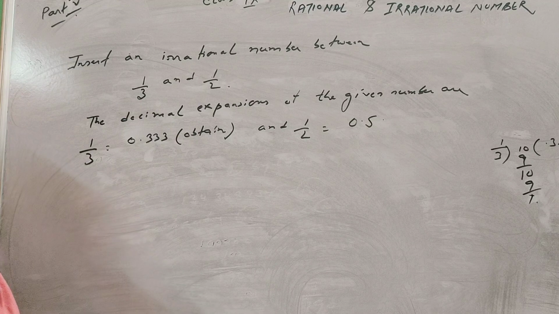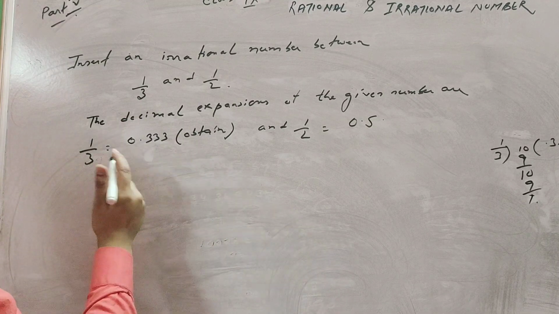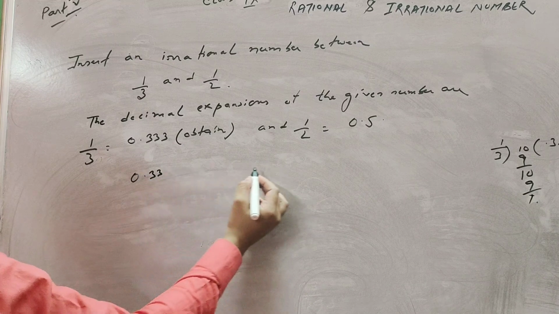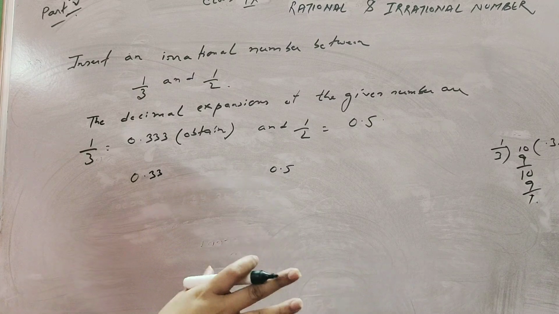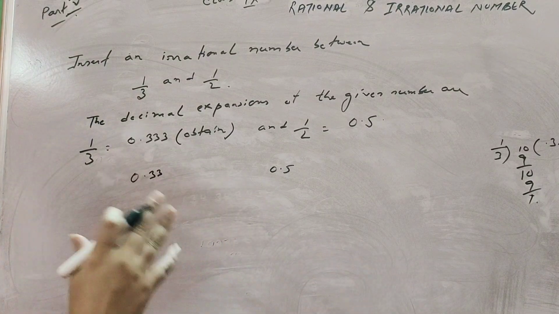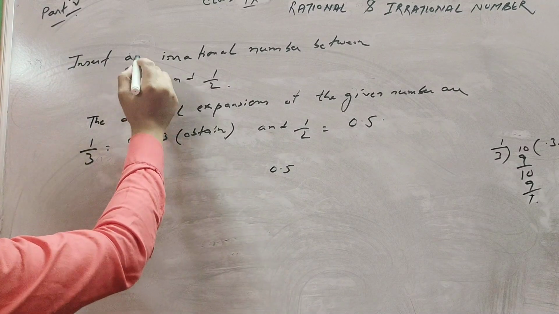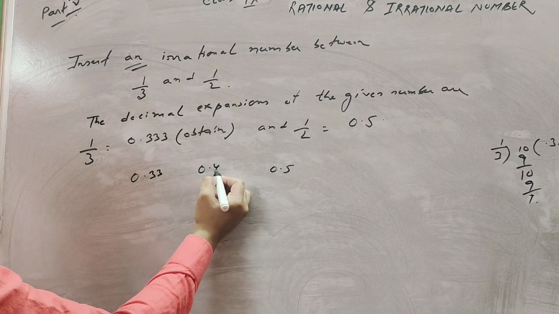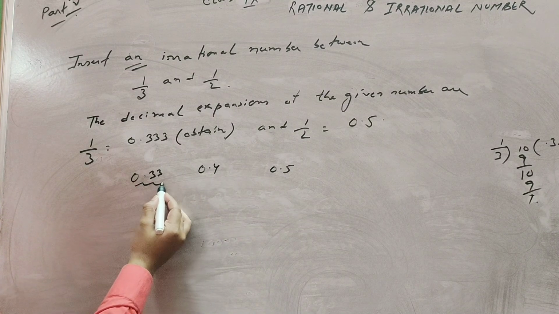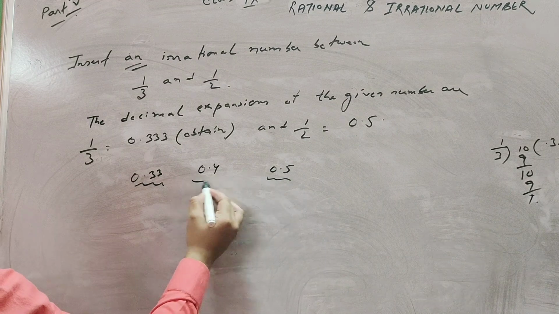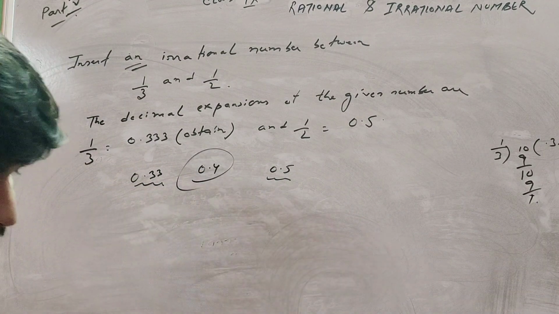So we know that there are infinitely many numbers you can write between 0.33 and 0.55, that is 0.34, 0.35, 0.36, whatever. There are infinitely many numbers you can easily write in between, but you need to write only one number. So you write down 0.4. This is your irrational number, because between 0.33 and 0.5 we write 0.4, an irrational number. Okay, note.